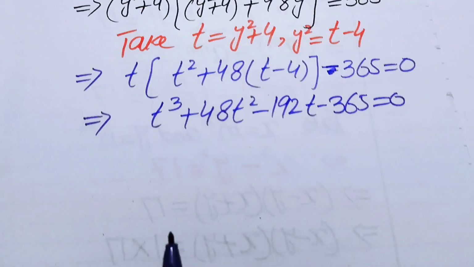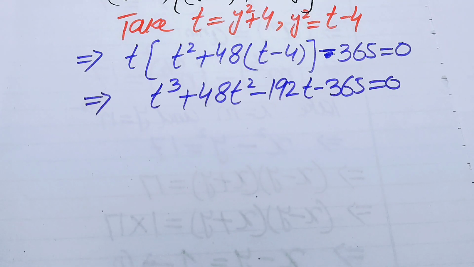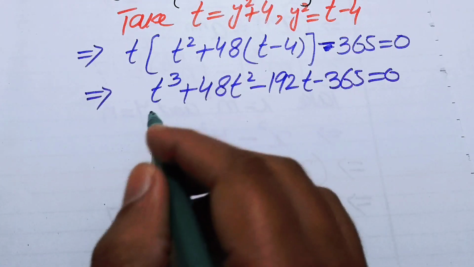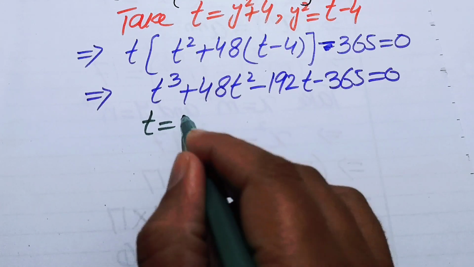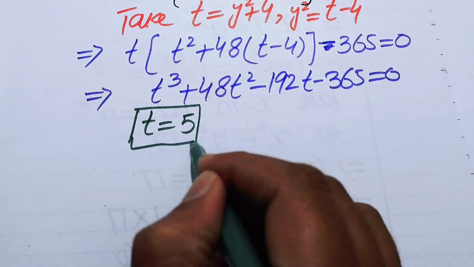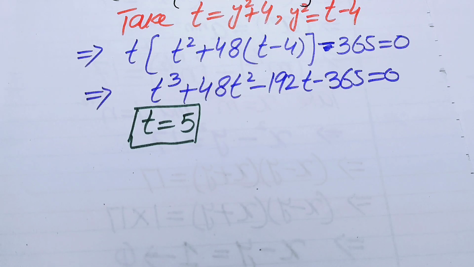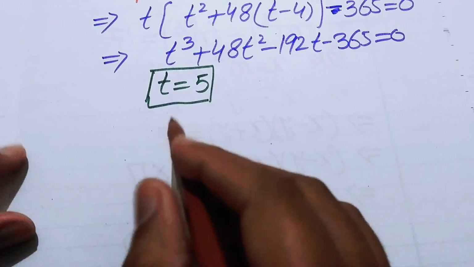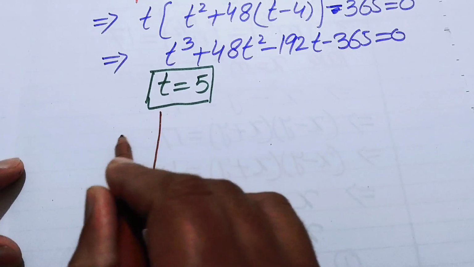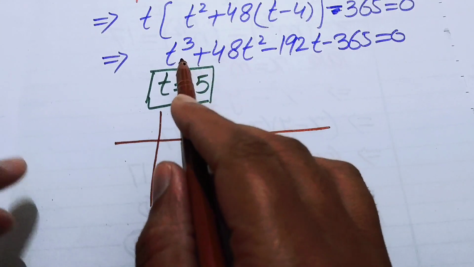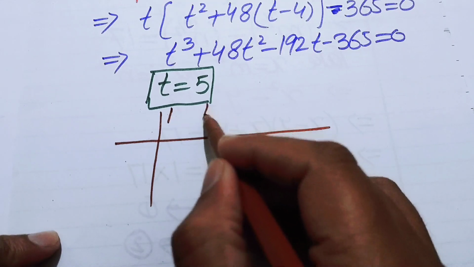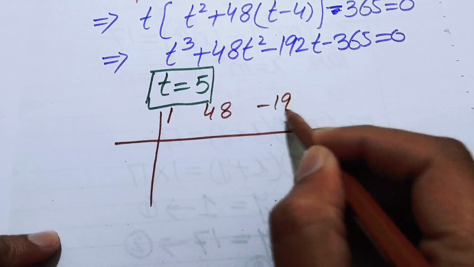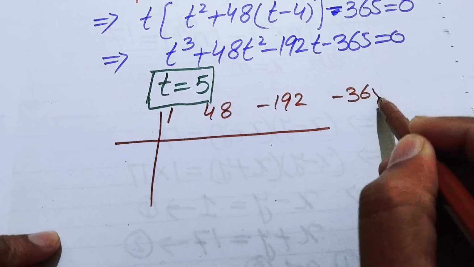So now we will solve this nice cubic equation. First I can find a root of this cubic equation by inspection. If you check by inspection, t equals 5 satisfies this equation. So we say that t equals 5 is a root of this equation, and now we can use synthetic division in order to solve the next steps, so our synthetic division will be written in this form. Now we write the coefficients of these terms, and we have 1 and 48 and minus 192 and minus 365.